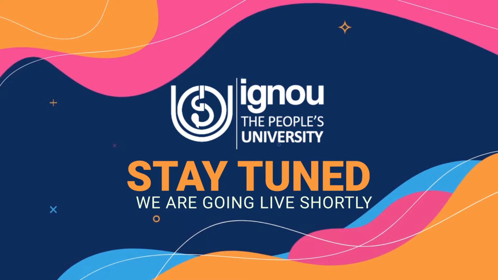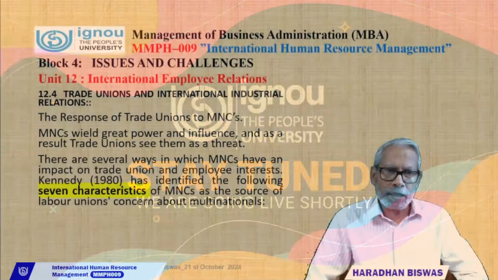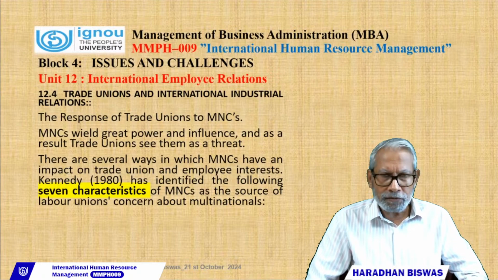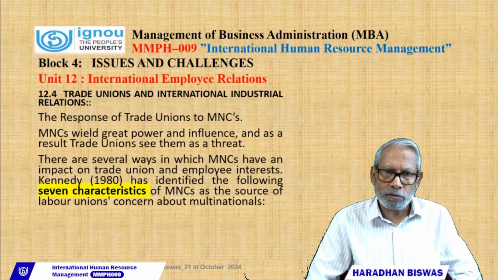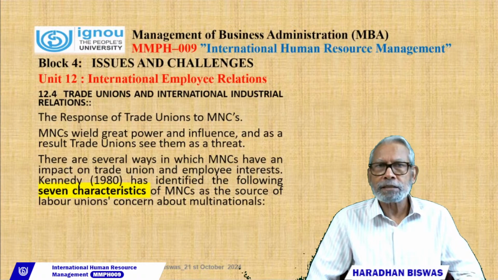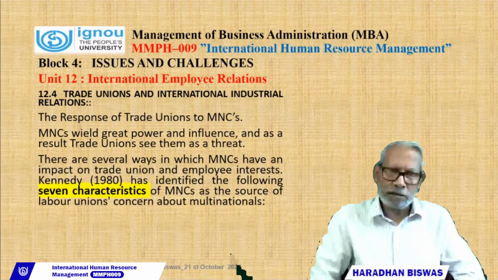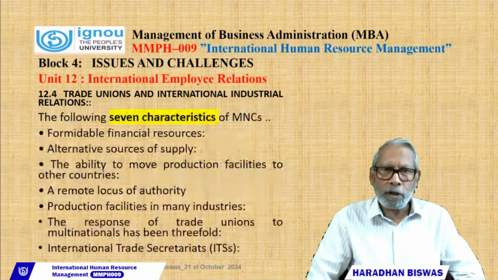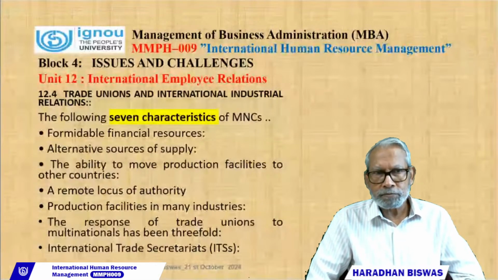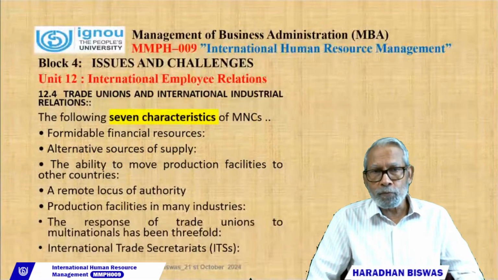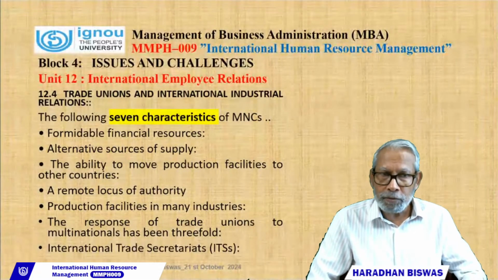and the employee interests. Thus, Kennedy, 1980, identified the following 7 characteristics of multinational companies as a source of labor union concern about the multinationals. The 7 characteristics which concern the labor unions: formidable financial resources is one of them. Then alternative sources of supply. Then the ability to move production facilities to other countries. You should have that capacity.